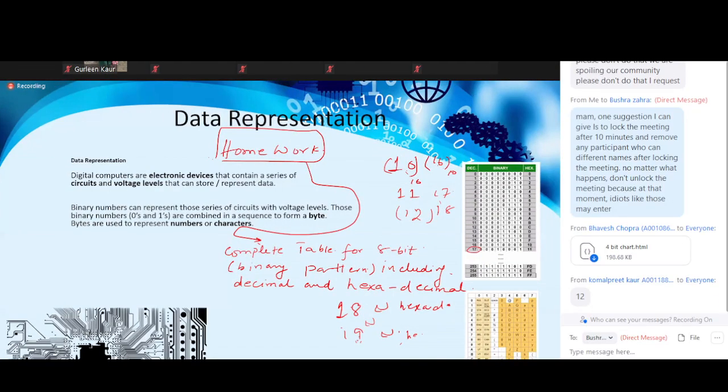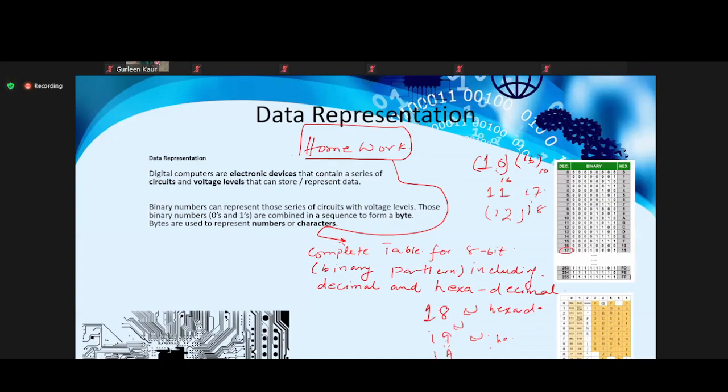So after 9, it becomes A, B, and then C, D and E and then F. And then after F, again it's going to reset to 0 and it's going to continue. So this is hexa.